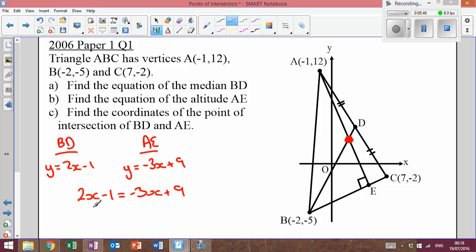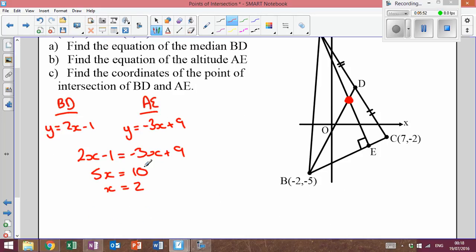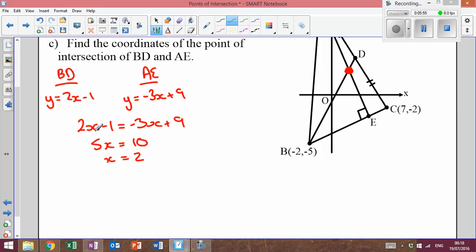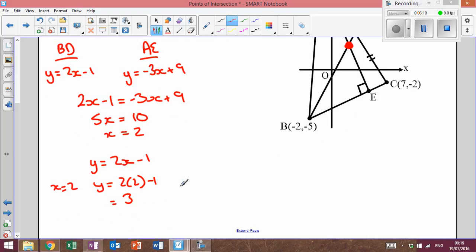Add 3x to both sides, add 1 to both sides. That's going to be 5x equals 10, so x is 2. We're looking for the point of intersection. We now know that x is 2. We substitute that back into one of our starting equations. So y equals 2x minus 1. When x is 2, y is 2 times 2 minus 1, which is 3. Then just finish off with your statement. So your point of intersection is (2, 3).